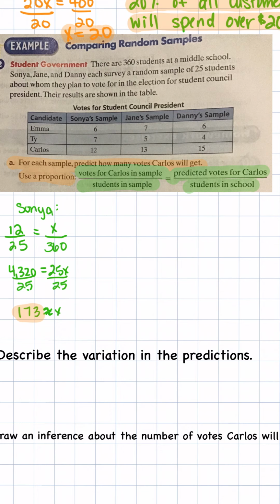So then let's look for Jane. 13 over 25 equals x over 360. And that's going to equal 680 equals 25x divided by 25. So that's going to be about 187 votes.